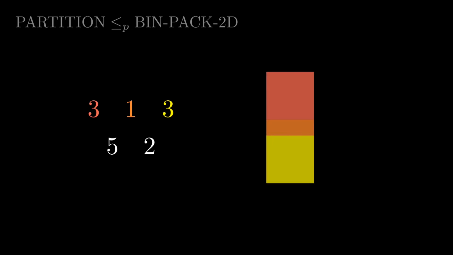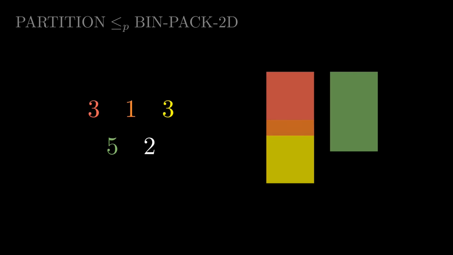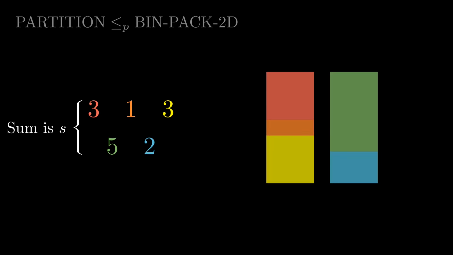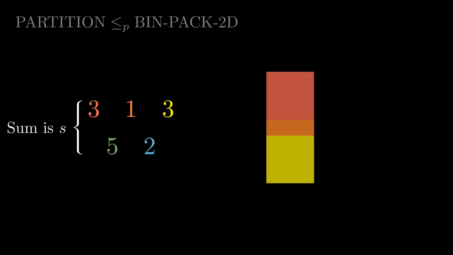So now let's try and reduce partition to the bin packing problem that we've been talking about. So what we'll do is we'll take our set, which is going to be partitioned. And the way we'll do that is by assigning a rectangle to each number, where the width is just the maximum width of the bin, and the height is the number in the set. And so now, if the sum is S and the total height of each bin is S over 2, then solving the bin packing problem will mean solving the partition problem. And there we go. The bin packing problem is NP hard.